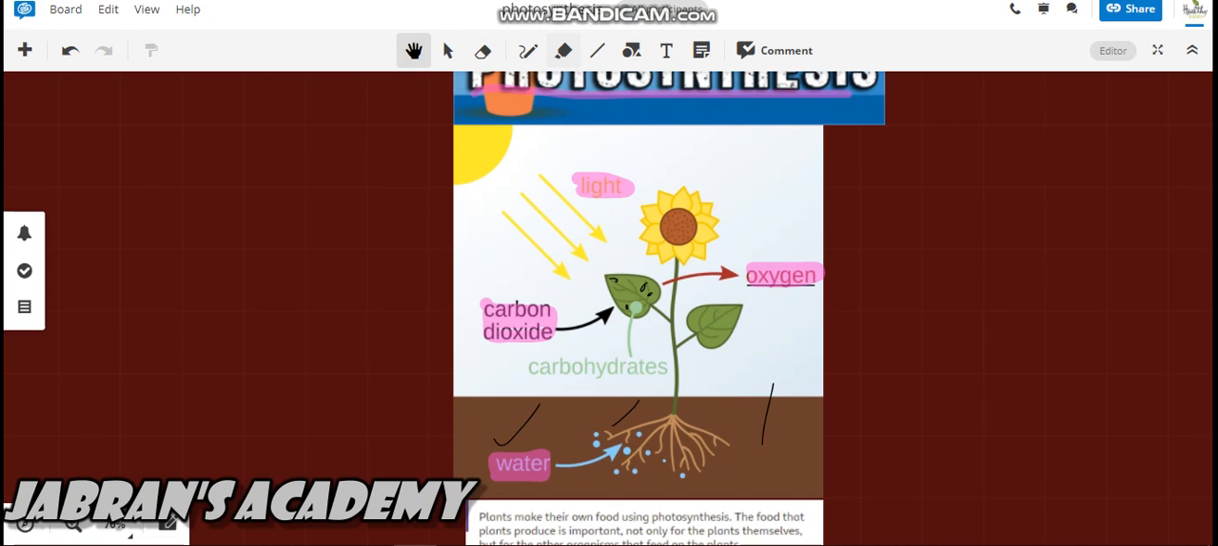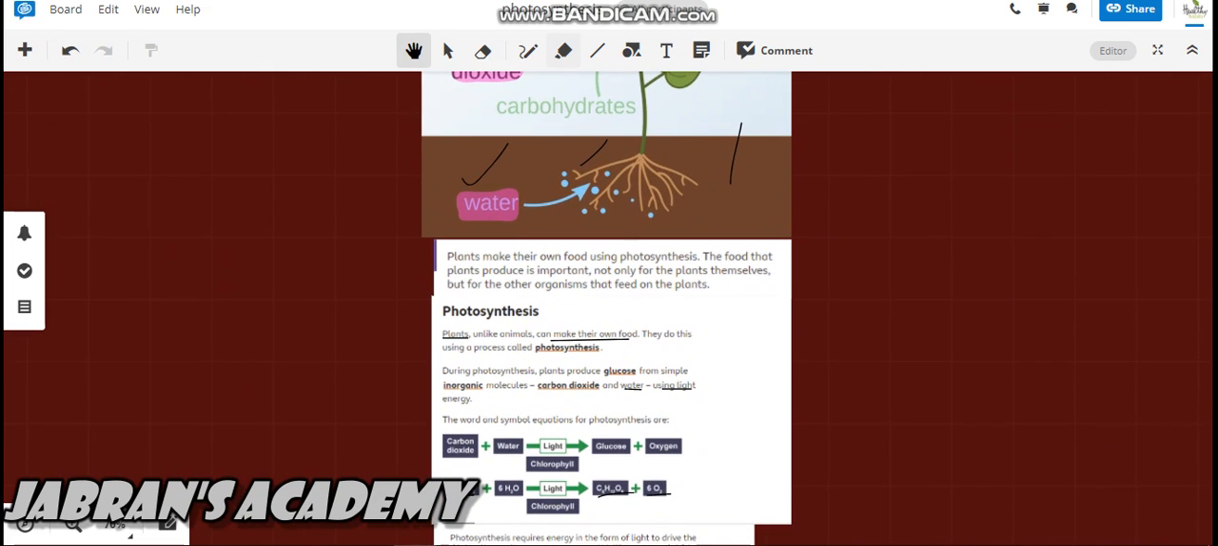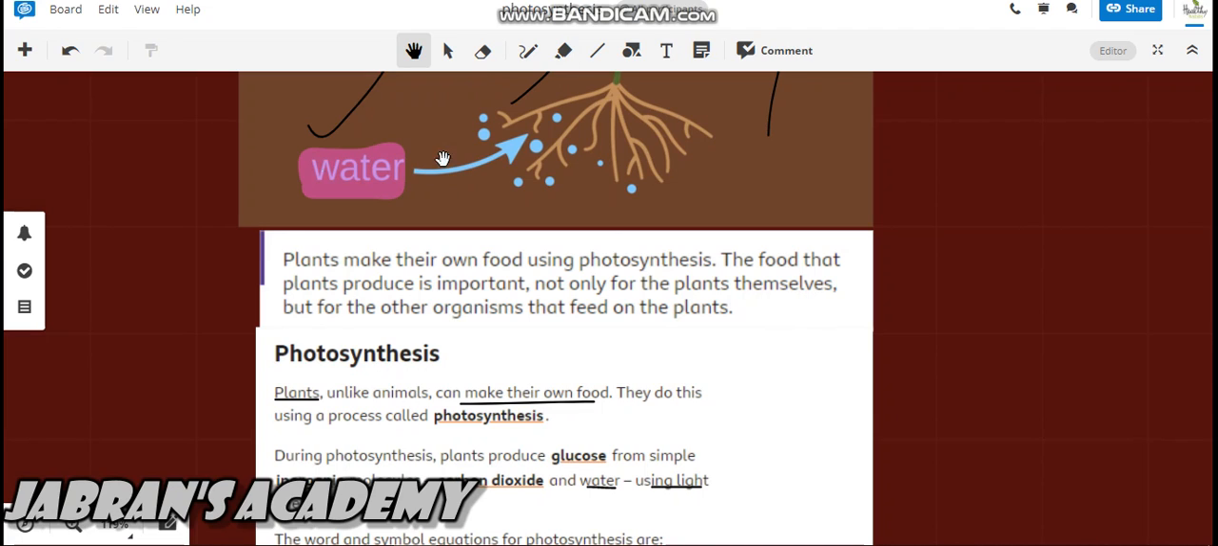Now without wasting our time, we will go to the process of photosynthesis in detail. Plants make their own food using photosynthesis. I have already told you about it. Now we will discuss the next thing. The food that plants produce is important not only for the plants themselves but also for the other organisms that feed on the plants. Plants are important for humans and for other organisms as well, whether the organisms are small, humans or animals.